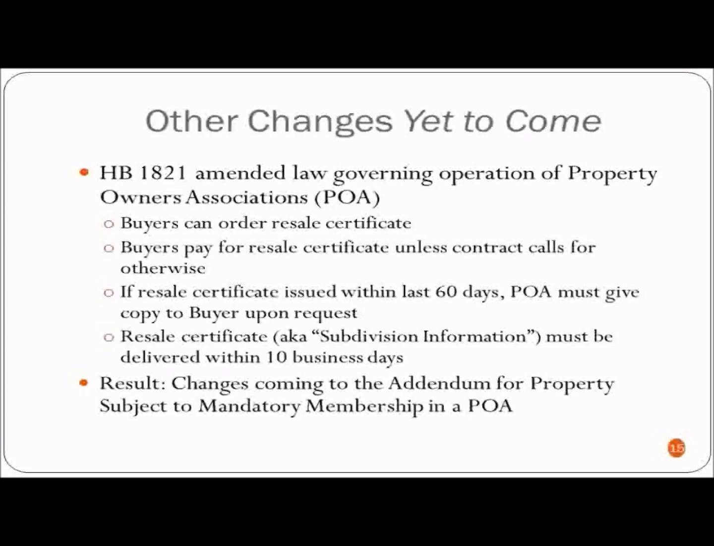What House Bill 1821 did is they added a provision that now buyers can order the resale certificate. Most of you know that it used to be only the title company, the seller, or the seller's agent could order this from the homeowners association. Now the buyers can order it. Now the property owners associations do have the right to ask for evidence from the buyer that they have some interest in the property. Maybe a copy of the contract, maybe the seller's authorization. I don't know what they'll require, but they don't want just drive-bys and buyers ordering this property information.